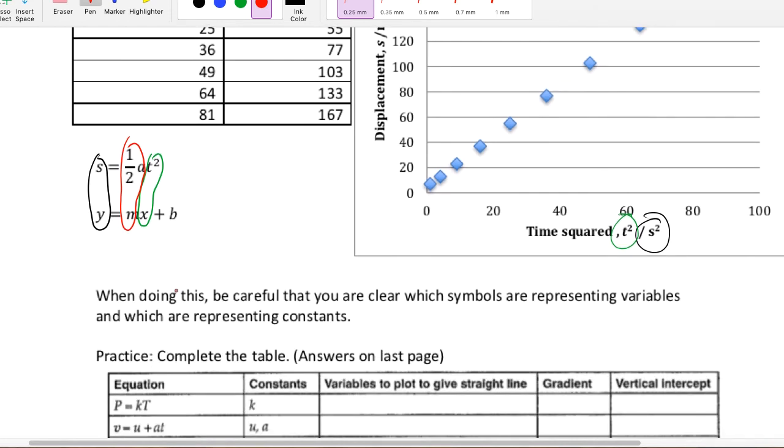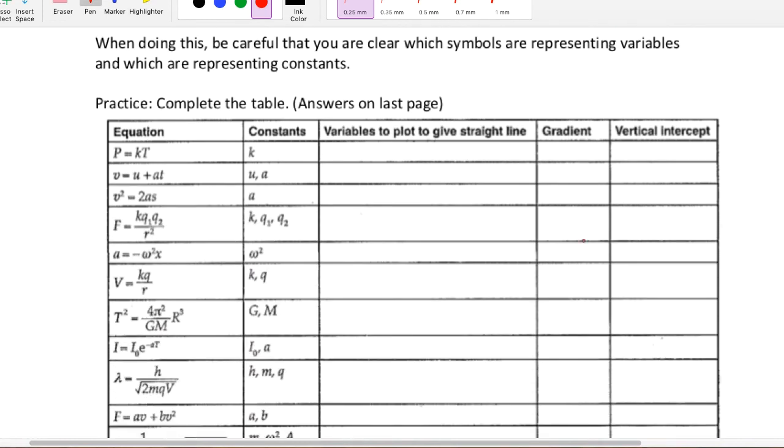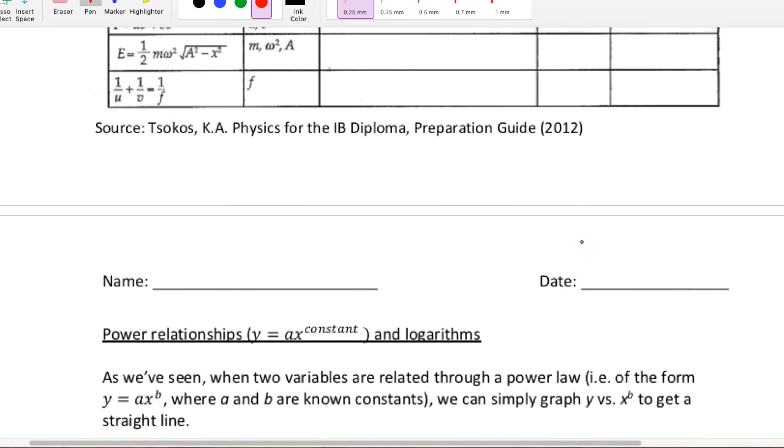So there's an example of linearizing graphs. Just make sure that you're careful when you're doing this about which symbols are representing variables and which ones are representing constants, because that can get you tripped up. Your page has a bunch of practice, and the answers are at the very end.